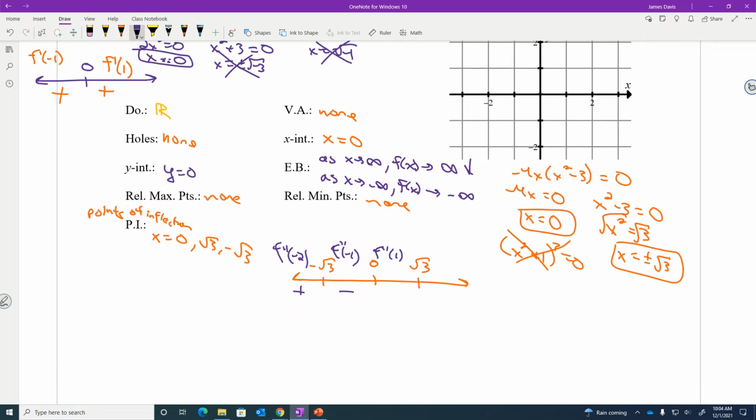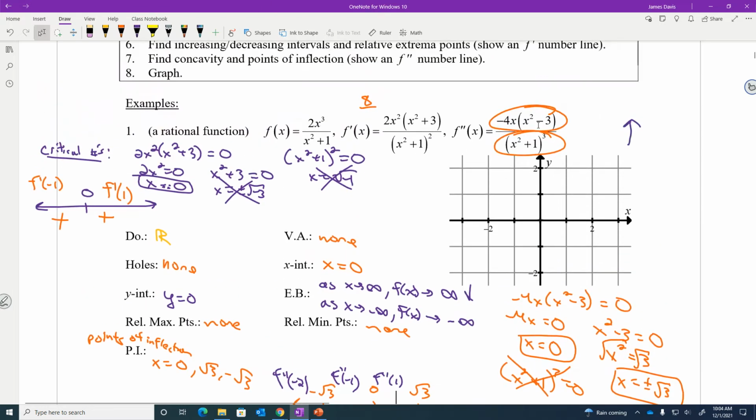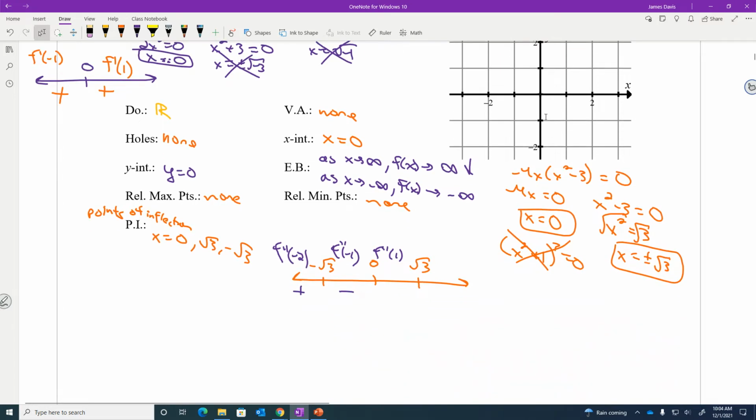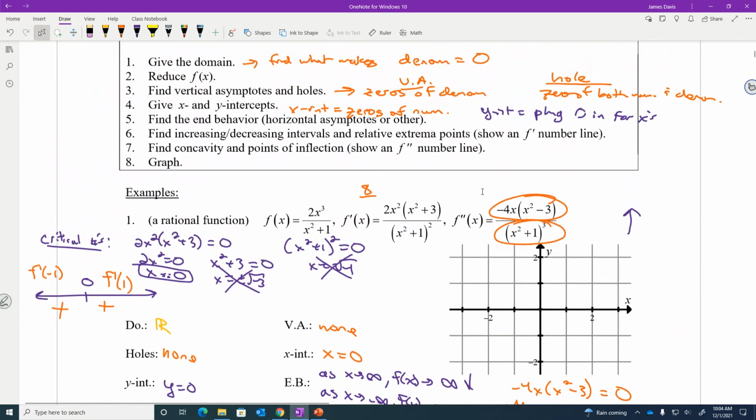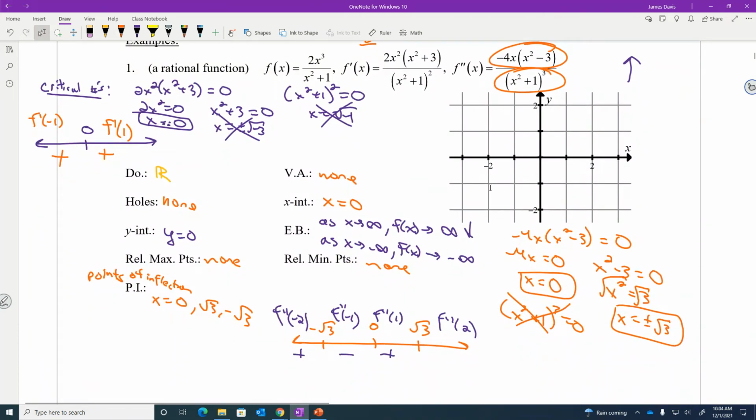F double prime of positive 1 would be a negative times a negative on top. So that would be a positive overall on top, positive over a positive. So positive. And then f double prime of positive 2 will give you a negative times negative times a positive. Negative times a positive over a positive. So negative.